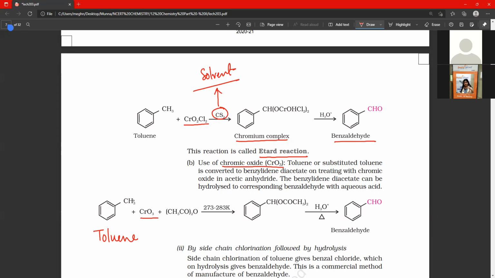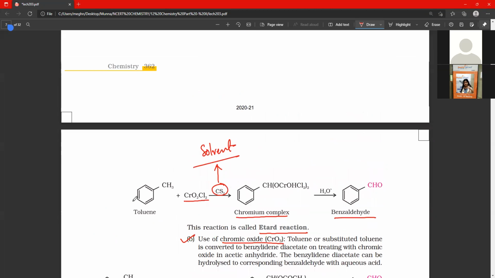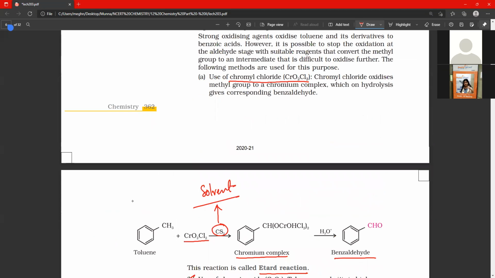Okay, chromic oxide. Second reaction. I'm telling about the first one. This is chromyl chloride. Toluene, when treated with, see here it's written: chromyl chloride oxidizes the methyl group to a chromium complex, which on hydrolysis gives the corresponding benzaldehyde. And the name of this solvent is carbon disulfide.